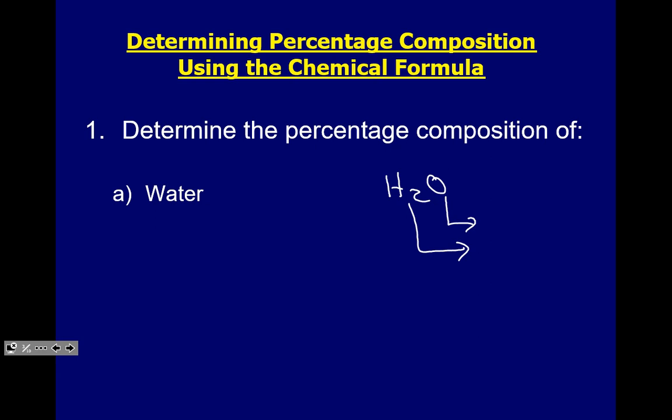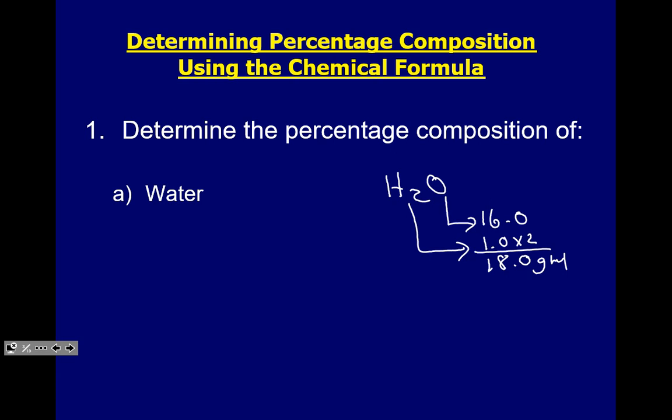So again, we're going to our periodic table. We're looking for the mass of water. We're looking for the mass of oxygen. We're looking for the mass of hydrogen. And I've got 16, and then 1.0 times 2, and that gets me 18.0 grams per mole. Okay?